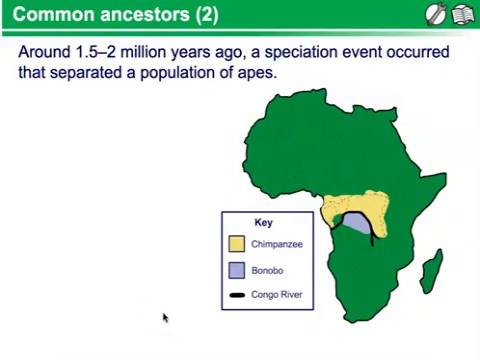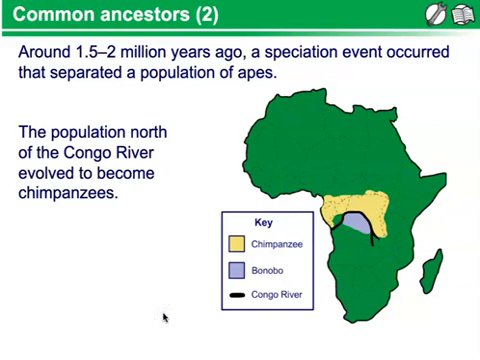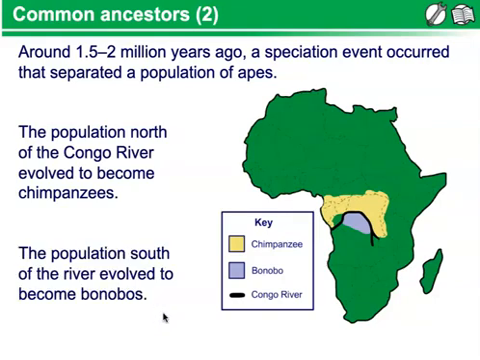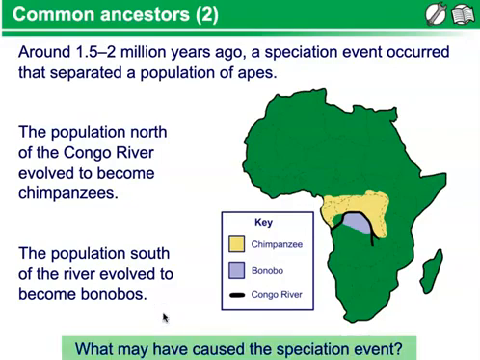Around 1.5 to 2 million years ago, a speciation event occurred that separated a population of apes. The population north of the Congo River evolved to become chimpanzees, and the population south of the river evolved to become bonobos. So what may have caused this speciation event? The thought is that the current course of the Congo River changed during this period of time, separating the two populations of organisms.